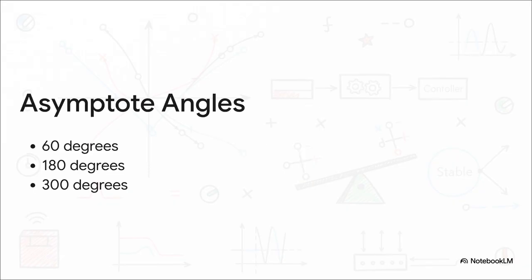Okay, so we're anchored at -1, but which way do we point? Evans' rules give us 3 specific angles based on our 3 branches: 60 degrees, 180 degrees, and 300 degrees. So radiating straight out from that -1 center, these lines show us the exact flight paths our poles are going to follow as that gain dial stretches up higher and higher.